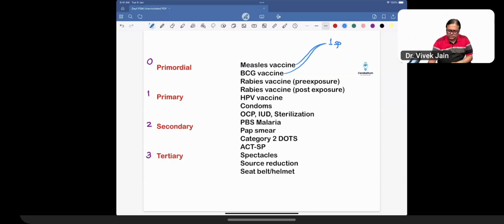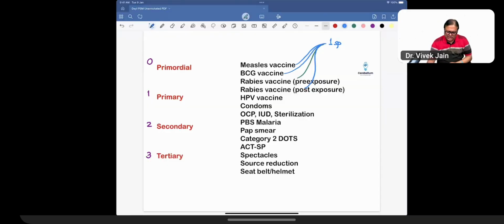Rabies vaccine pre-exposure is primary. Dog handlers, monkey catchers, zookeepers, they keep on taking rabies vaccine because a risk is present. Rabies vaccine post-exposure. Yes, content will be sufficient. Rabies vaccine post-exposure is the same. After a dog bite, risk is present. So whether a vaccine is taken pre-exposure or post-exposure, it is always because a risk is present.